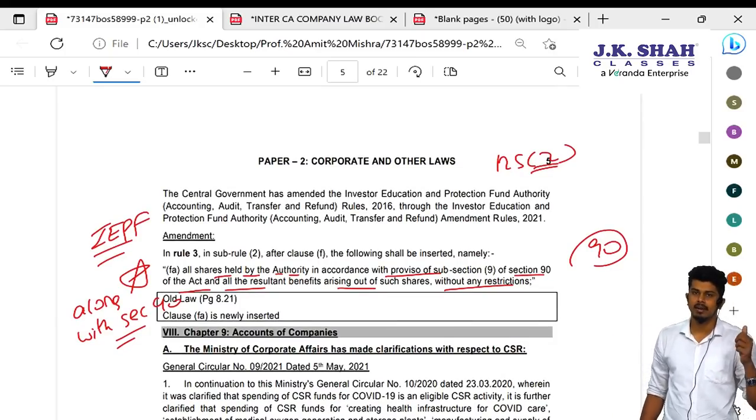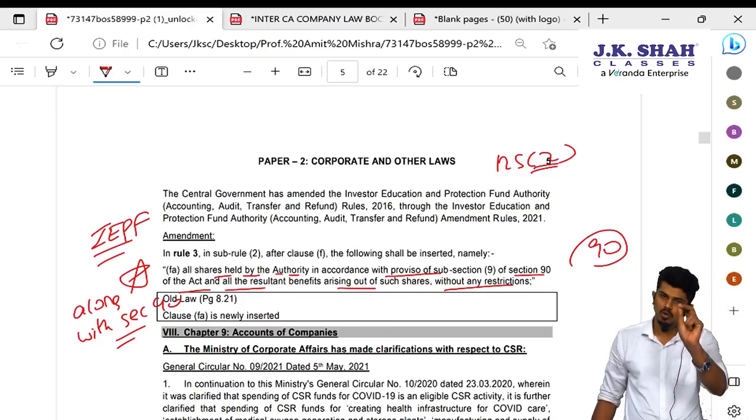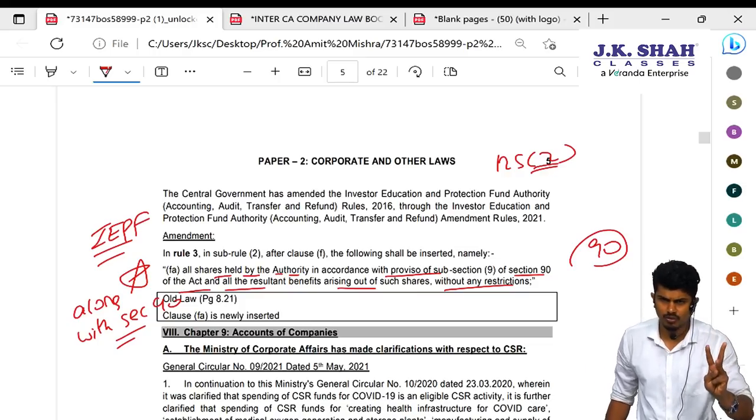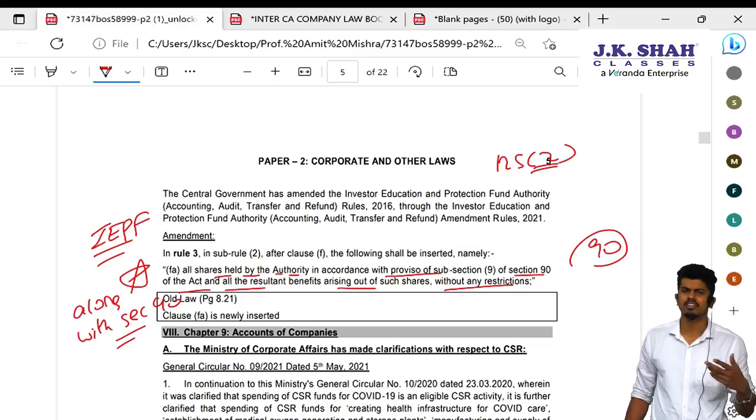I can say chapter 1, 2, 3 is amended. That means there is a small amendment in all these three chapters. No amendment in chapter number 4. Then again amendment in chapter number 5, 6, 7 and 8. Again, but very, very small amendment.